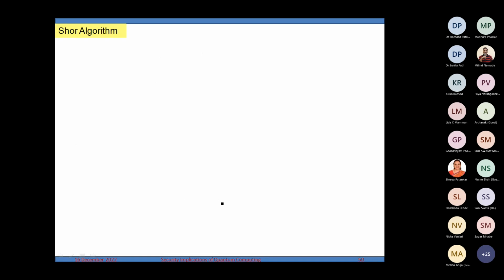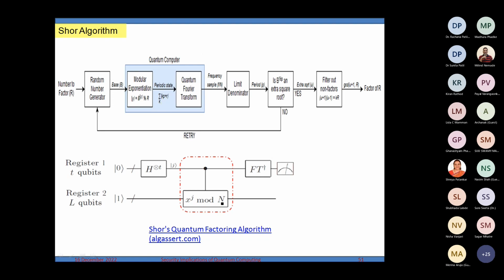I'll just show the structure. You can see here the random number generator. Then if you see here in the whole process, your step 4 is the one which is happening in the quantum computer. The rest are all happening in the classical computer. Only step 4 is happening in the quantum computer. That means the calculation of r is happening in the quantum computer.